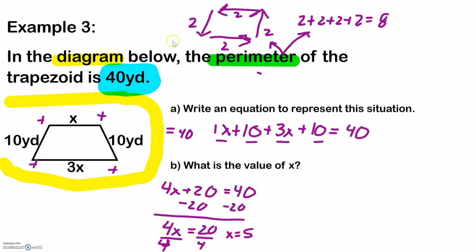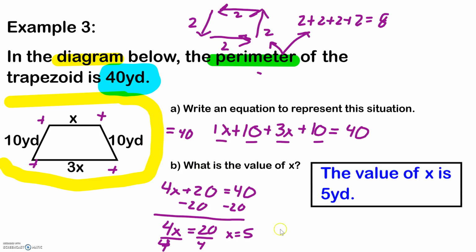Putting our answer in context of a real-world problem means the value of x is 5 yards. Notice that the units go with our value that we just found because that is what we're measuring our sides in.